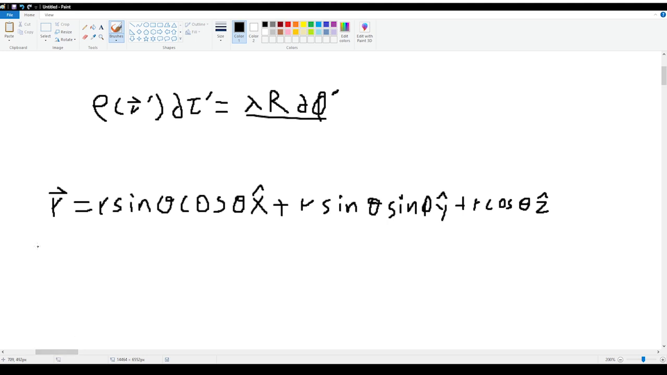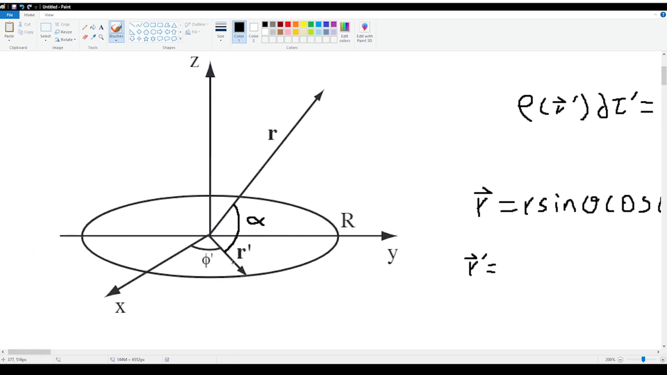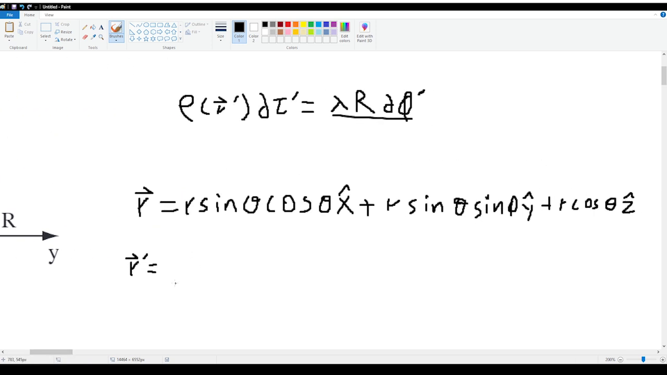So that's our r vector, and for r prime, we also want to define that. Observe that r prime exists in the xy plane, so no z component, it's just two-dimensional, it points to something in 2 dimensions. So here we see that there is only an x and y component.